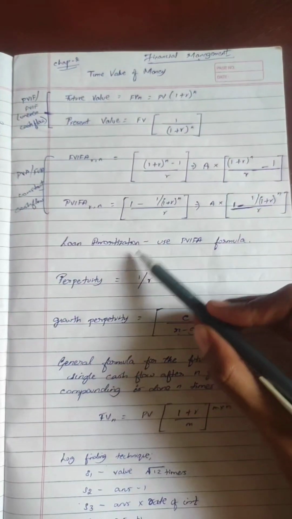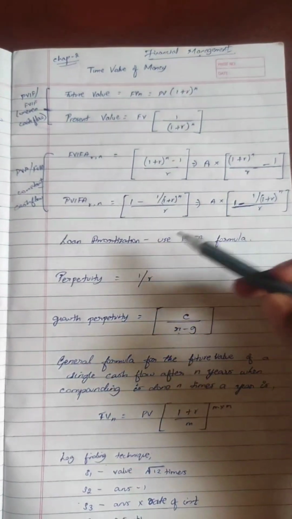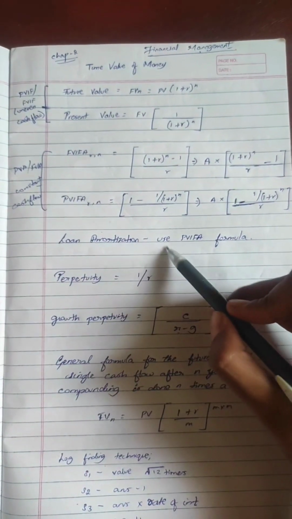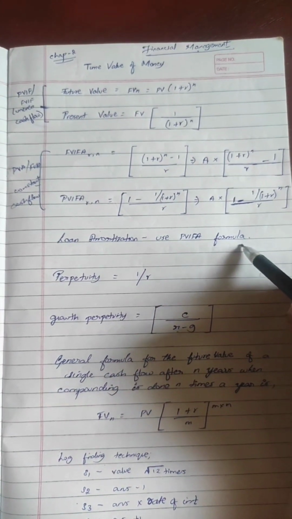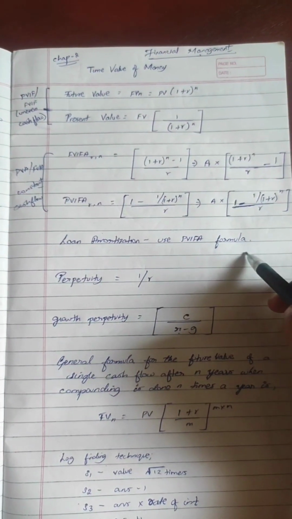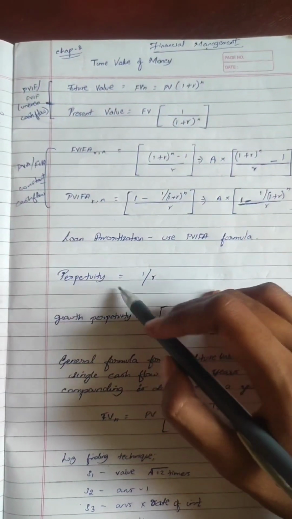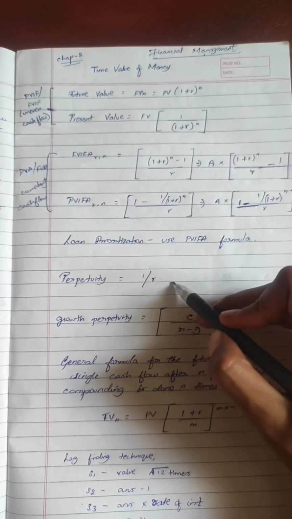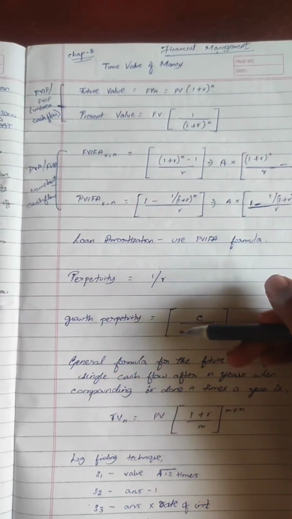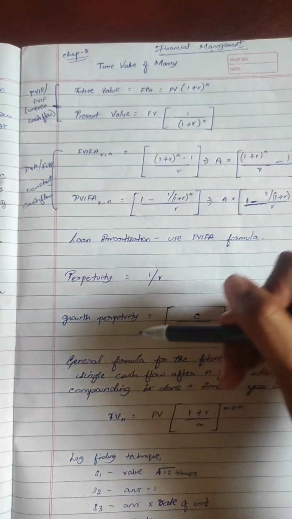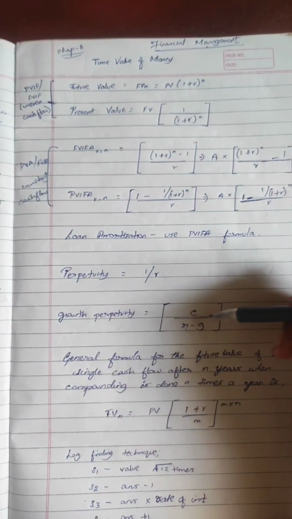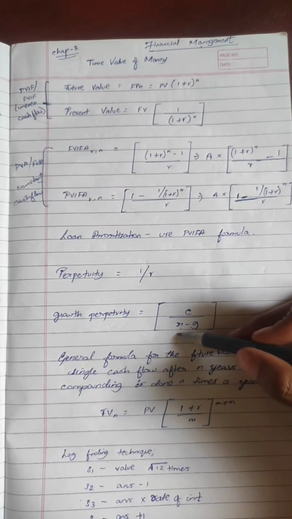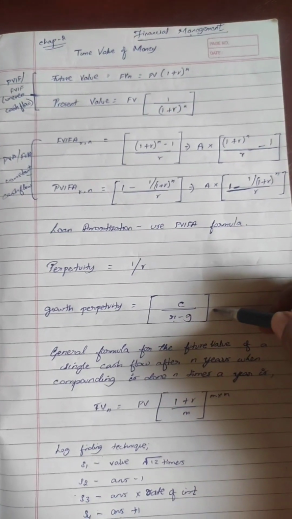Next one is the loan amortization schedule. It is also known as equated monthly installment. To find this one, we often use the PVIFA formula. Next, perpetuity. Here the formula will be very simple: 1 divided by rate of interest. When they ask for growing perpetuity, when the growth rate is given in the question, then the formula is the investment amount or total cost divided by rate of interest minus growth rate.